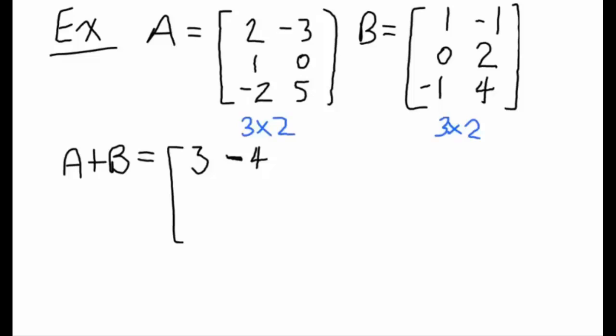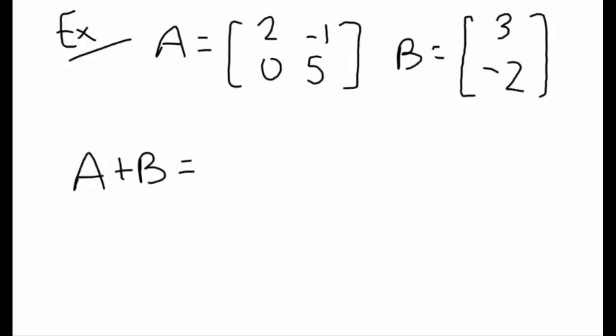We can go ahead and do this entry by entry. Our next entry would be 1 plus 0 for 1, 0 plus 2 for 2, and so on. So we'd have negative 2 minus 1 is negative 3, and finally 5 and 4 would give us 9. So this would be the matrix A plus B.